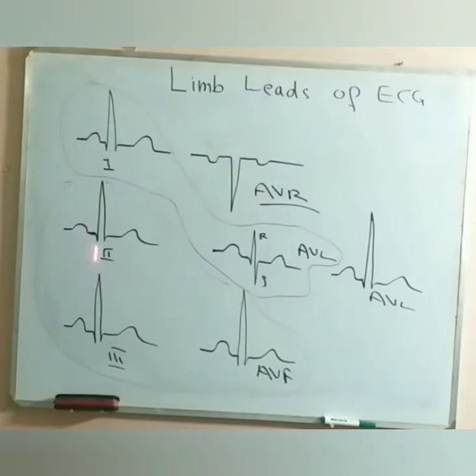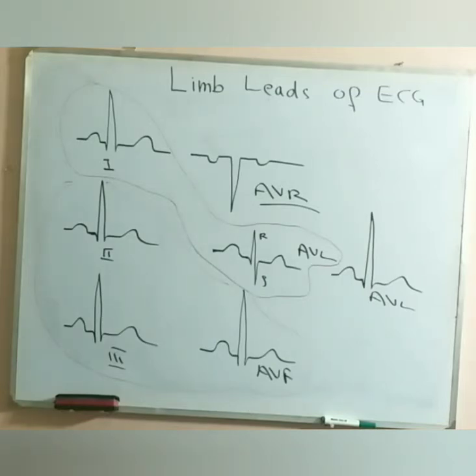Leads 1, 2 and 3 are the initially devised bipolar limb leads. Leads AVR, AVL and AVF are the augmented voltage right, left and foot leads. These were devised after a few years to cover the areas which went uncovered by the 3 bipolar limb leads. These are the unipolar limb leads, and all of these limb leads look at the electrical activity of the heart in the frontal plane.